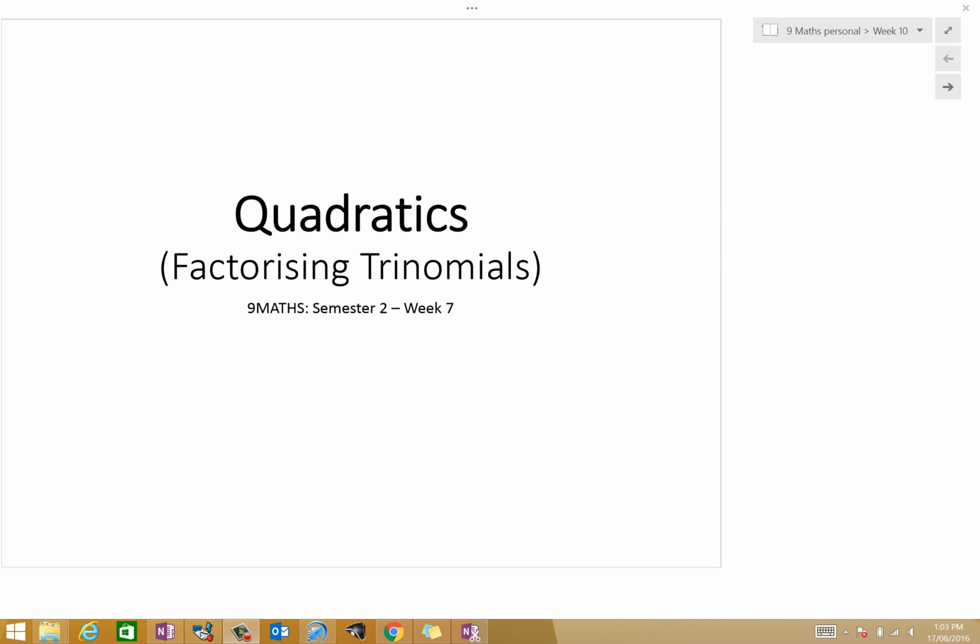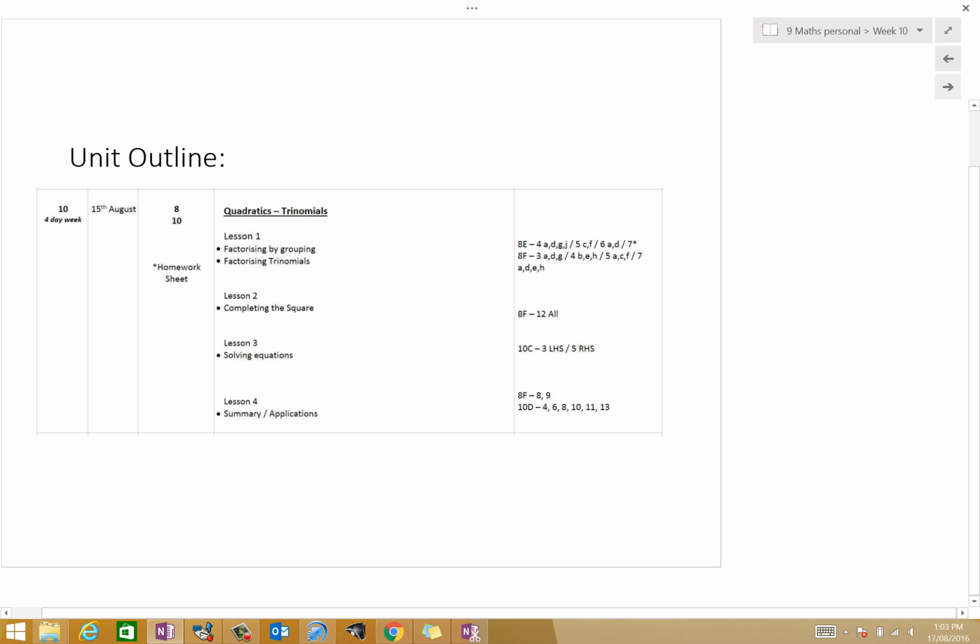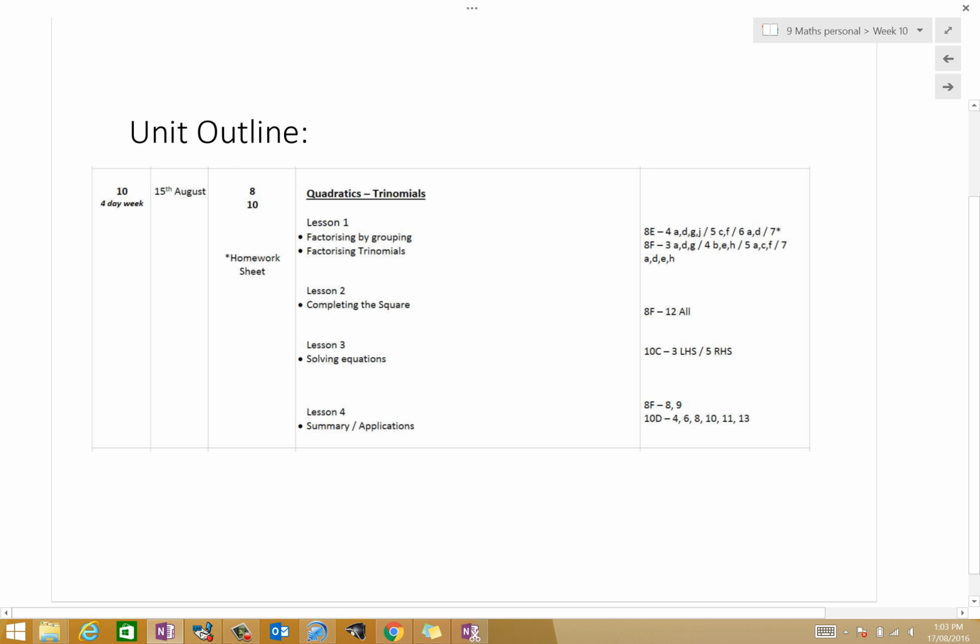All right. Now, guys, we have done factorising, but we haven't factorised trinomials. The only trinomials we've done are perfect squares, and we've also done DOTS as well. This week we are looking at factorising trinomials. We're looking at factorising by grouping. They're the two things I'm going to cover in today's lesson.